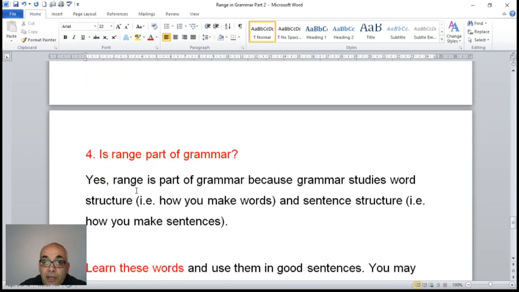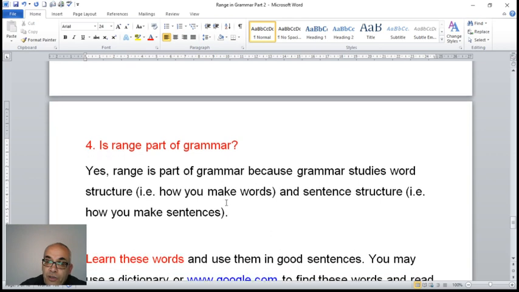Is range part of grammar? Yes, range is part of grammar, because grammar studies word structure, which means how you make words, and sentence structure, how you make sentences. And that's when I say range. So if you are entry 1, you write these words. You are entry 3, you write different words. If you are entry 1, you write these sentences, but when you are entry 3 or level 1, you write different sentences. So grammar is about words and sentences.